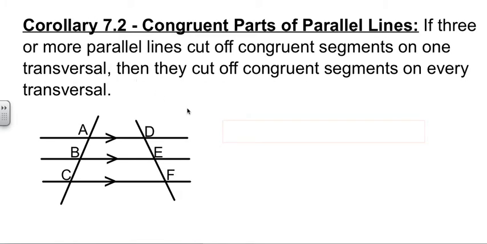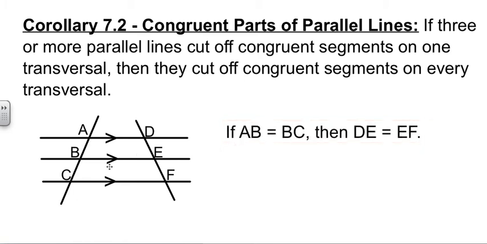Now, an offshoot of that corollary is if the lines cut off congruent segments in one place, then they'll cut off congruent segments everywhere. If AB is equal to BC, then DE would be equal to EF. Now again, that doesn't guarantee you AB and DE. It just guarantees you if these two are equal, then so are these two.